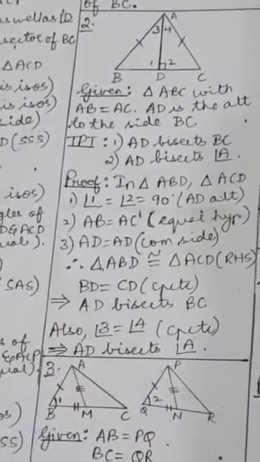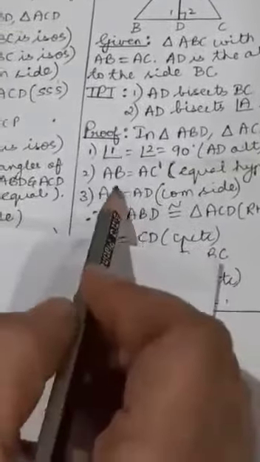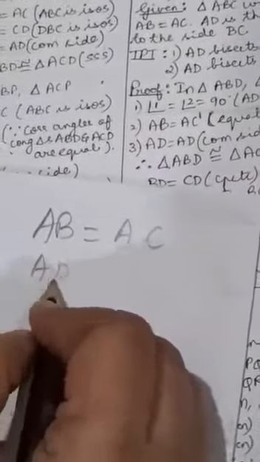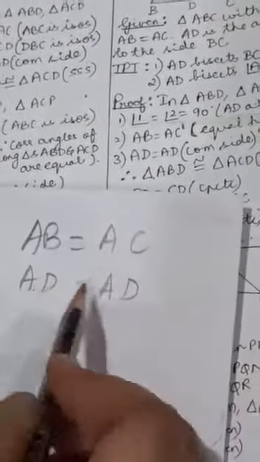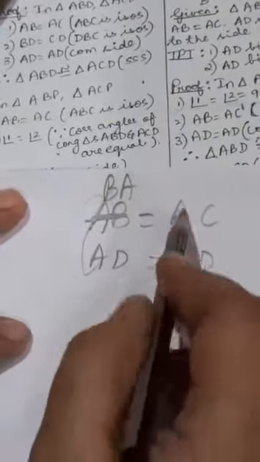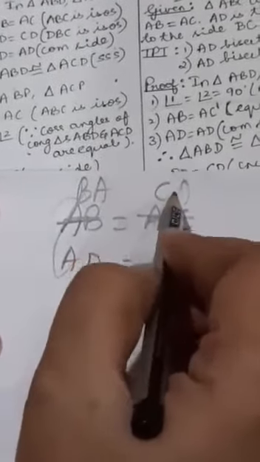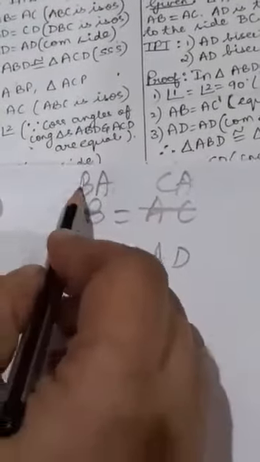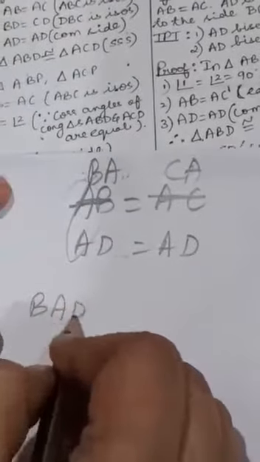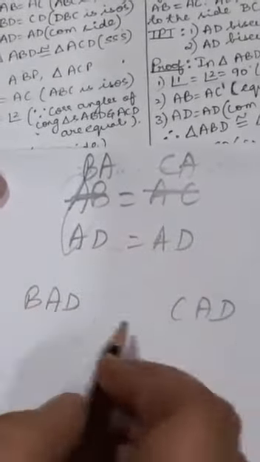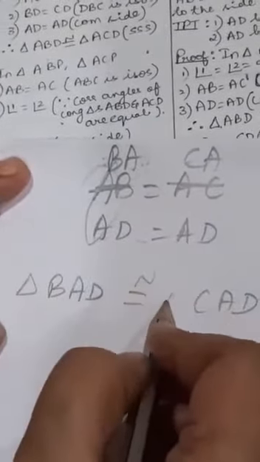Now again, how do we name the triangles? What is the order? See this, take up what we've written here. AB is equal to AC, and AD is equal to AD. Now just make a change. We have A common in both these. So make this AB as BA, and here also we have A common. So make AC as CA, AB as BA. Now read it. BA, AD. So that gives you BAD. CA, AD. So that gives you CAD. So triangle BAD is congruent to triangle CAD.